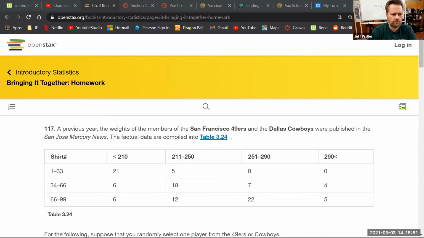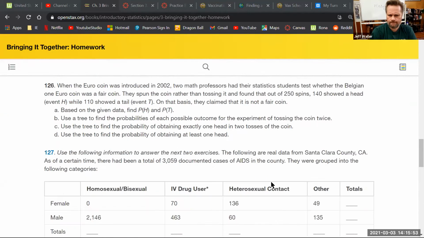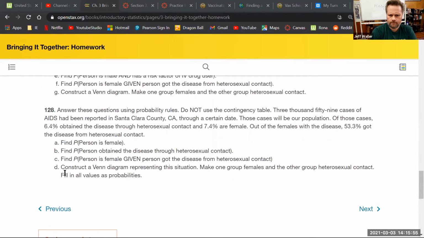You said 128. Yeah, 128C. So what's the formula for that? One thing I don't like about this problem that you could improve on is why are they using so many letters? We should call this probably a female, and we should call this probability heterosexual contact, right? So this would be the probability female given heterosexual contact. So what's that formula?